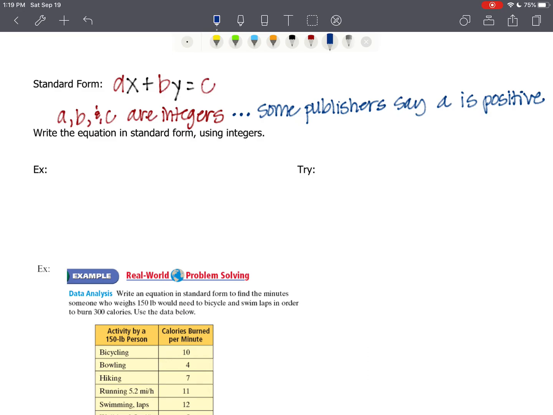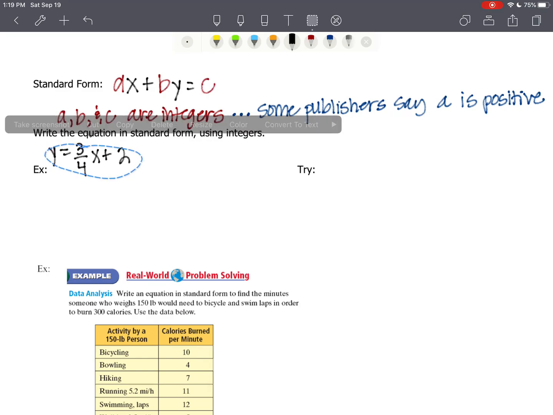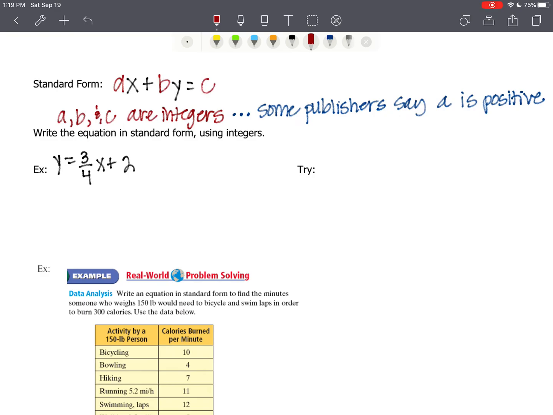Okay, here we want to write the equation in standard form using integers. So y equals 3/4 x plus 2. That's our equation. So that's our example right here that we're going to be working with. The first thing that we're going to do is clear fractions. So clear your fractions. So I'm going to multiply everything by 4. So every term gets multiplied by 4. That's why we spent so much time clearing fractions in that first unit, so that we knew how to do that for here. So we have 4y equals 3x plus 8.